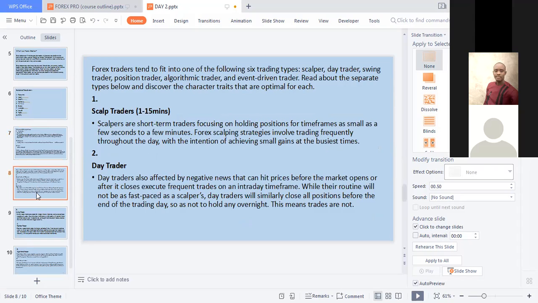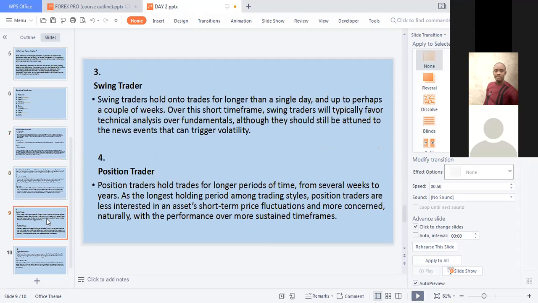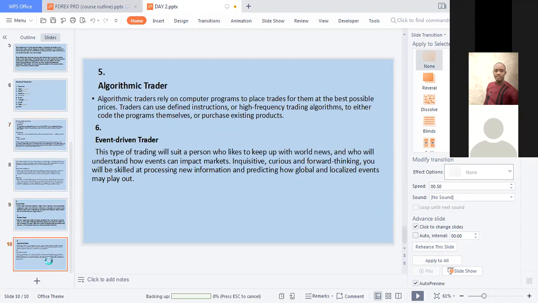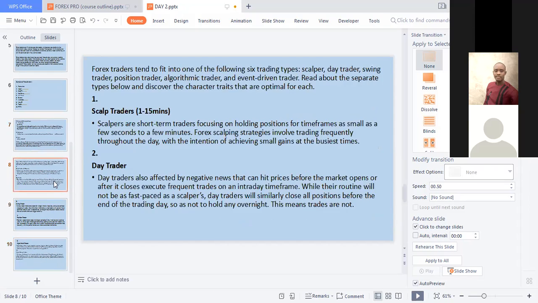Now, types of traders. We have the scalp trader, we have the day trader, we have the swing trader, we have the position trader, we have the algorithmic trader, then we have event-driven traders. Are you with me? Now listen, scalp traders are traders that trade for a very short time. They don't like to hold positions, from a few seconds to a few minutes. They don't like to hold their trade for a very long time. Day traders are also similar to scalp traders. They also don't like to hold their trades to the next day.